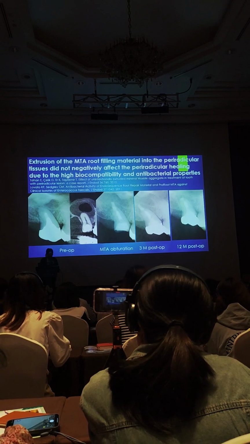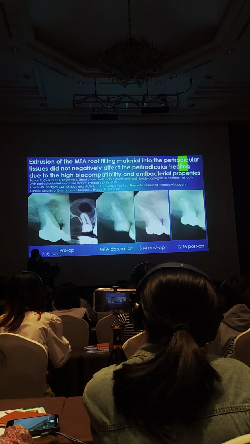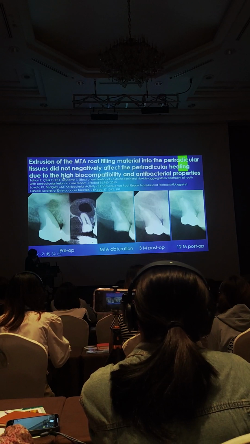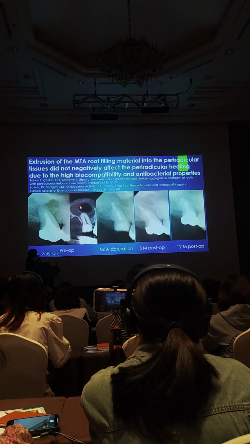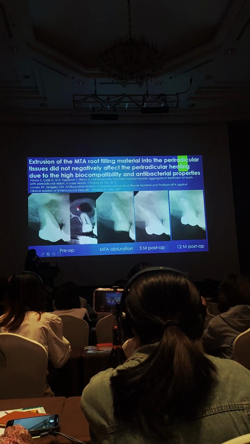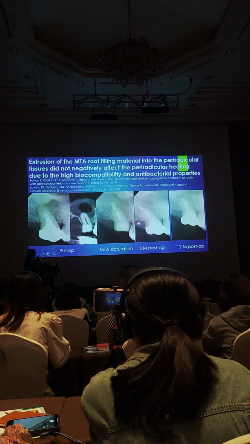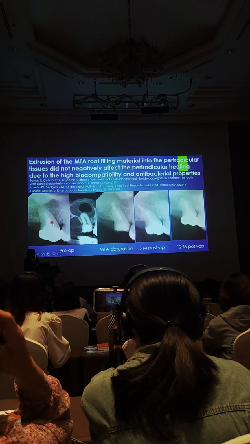So here, this is a different case. You see a big lesion. You see the sinus here, elevated by the inflammation. So I decided to use MTA instead of gutta-percha in retreatment. This is a retreatment case.